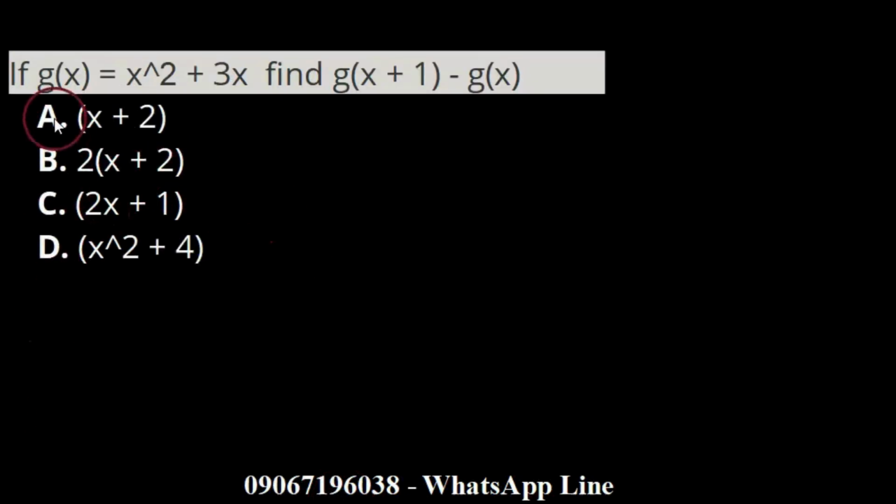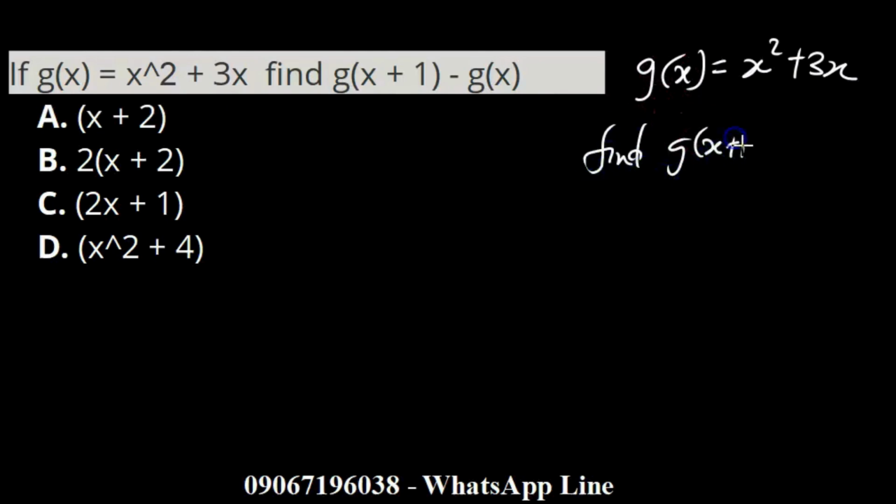All right, so what this question says is that g of x, remember that g of x is equal to x squared plus 3x, right? And we're asked to find g of x plus 1 minus g of x. So in this question, g of x is this.